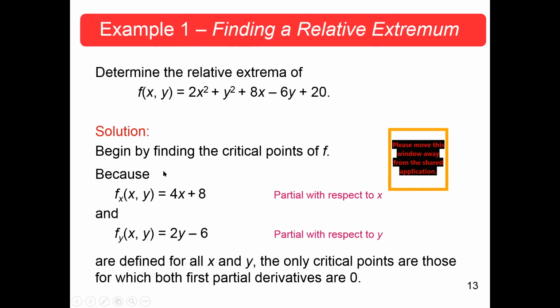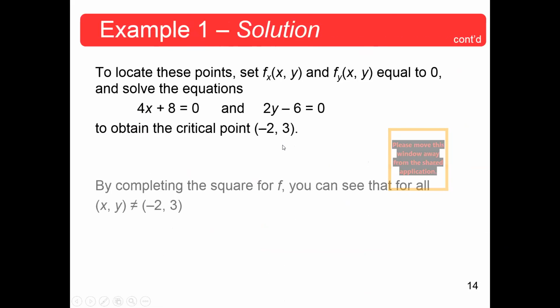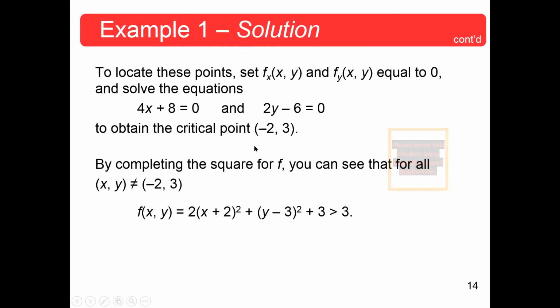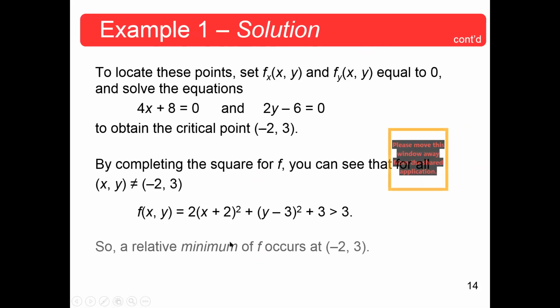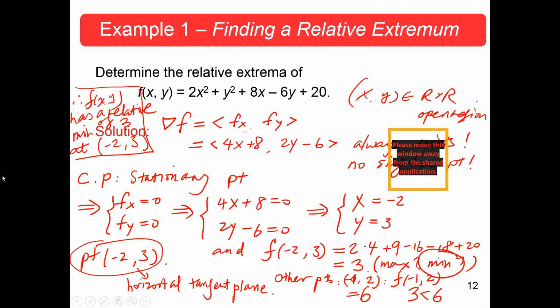So, I've attached the solution here. First of all, we find partial x and partial y. And you set both of them equal to 0, you get negative 2, 3. You can compare this value with other values, that's easier. And the other way you can do it is completing the perfect square, but this is probably a little bit tricky, okay? But anyway, the conclusion is we find a relative minimum, which occurs at negative 2, 3, okay? The conclusion is consistent with what we had over here. So the function has a relative minimum value of 3 at negative 2, 3.